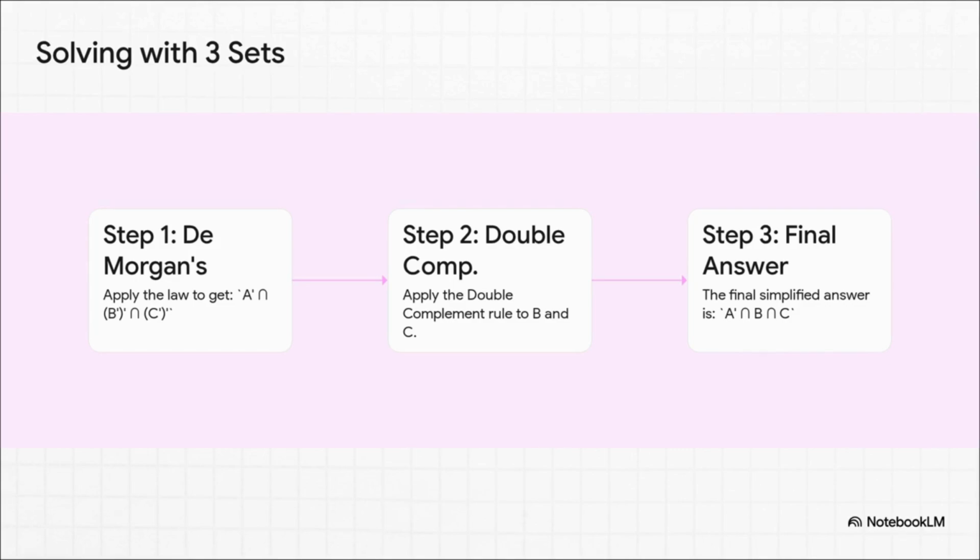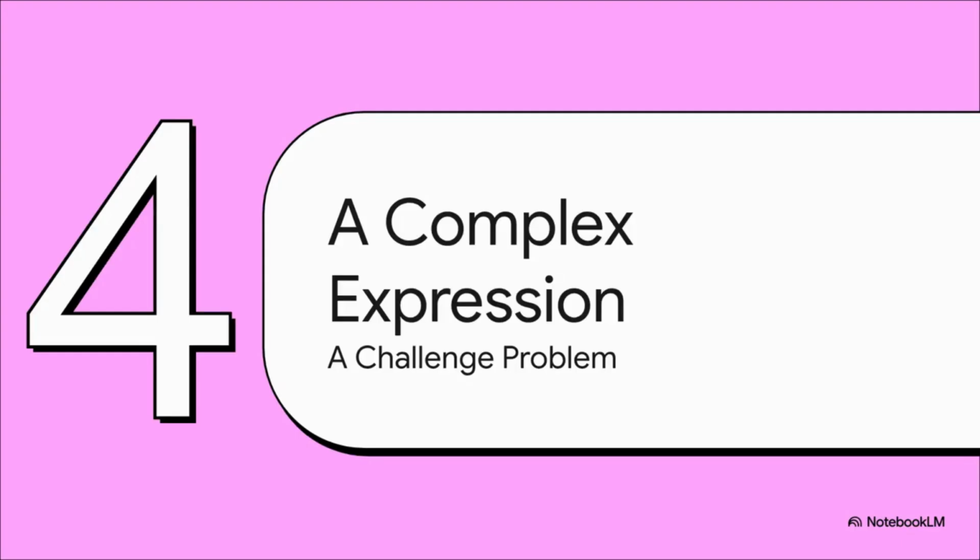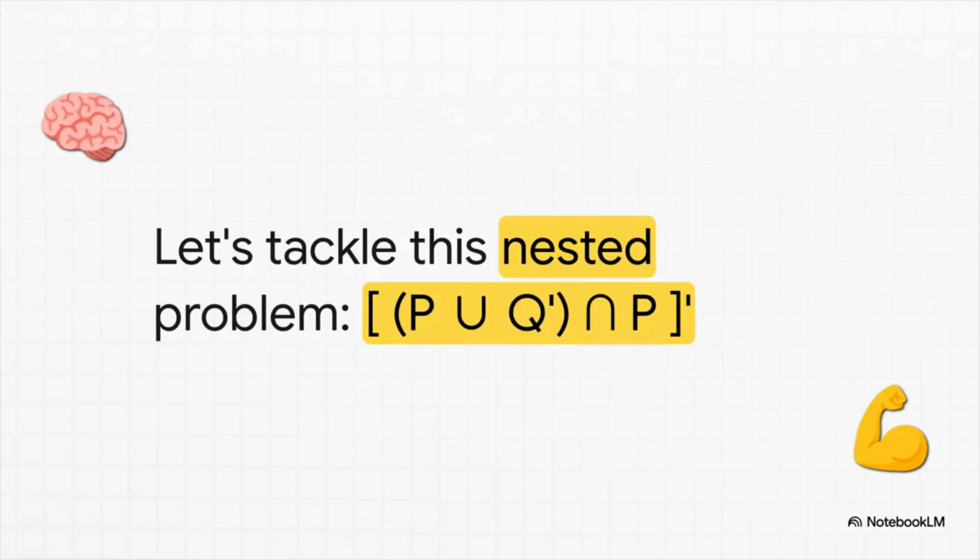Both B and C simplify back to their original forms, leaving us with a final answer, A prime intersect B intersect C. Okay, you've definitely got the basics down. So now it's time to tackle something a bit more complex, where De Morgan's law is just the first step of the puzzle. Take a look at this one.